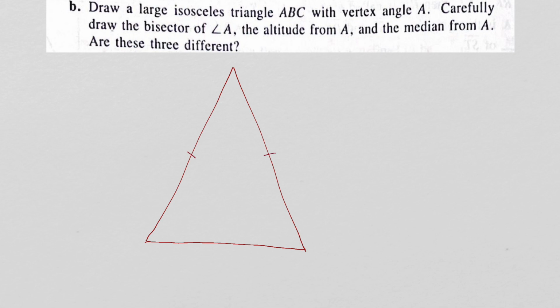Okay, this time we're going to draw a large isosceles triangle. An isosceles triangle is a triangle where two sides are exactly the same. So this is an isosceles because this side is congruent with that side there. Okay, now we'll call these points, again, point A, point B, and point C.